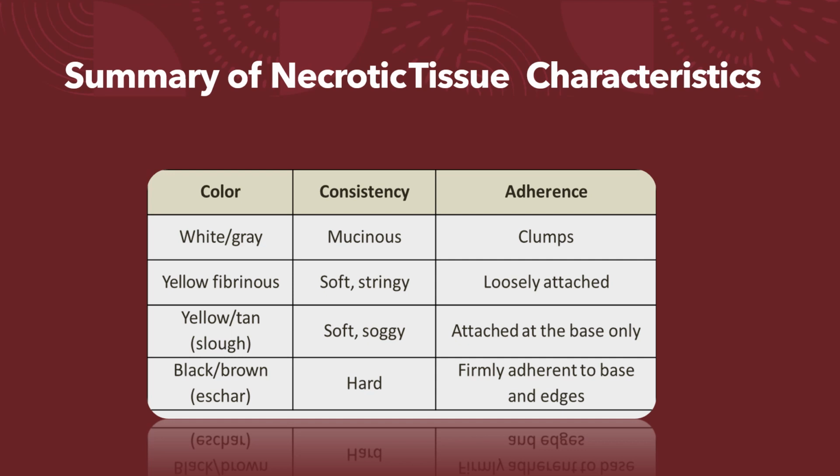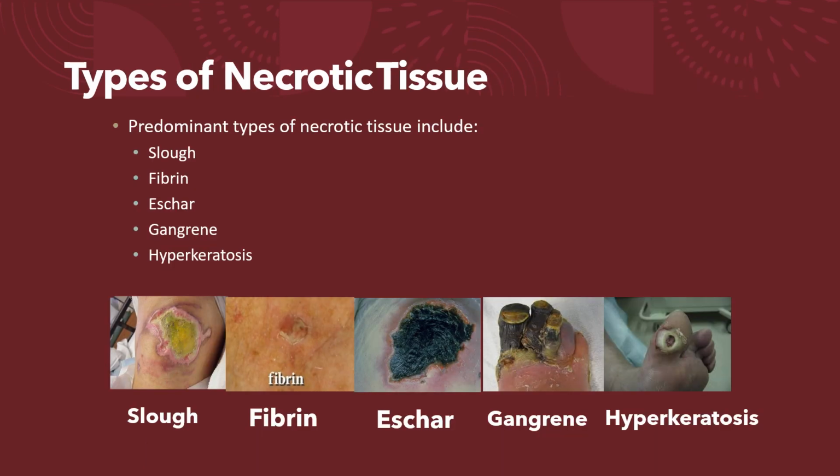So white gray may be mucinous and easy to remove. Yellow fibrinous may be stringy and loosely attached. Yellow tan is soft, soggy, and adherent to the base only. Black is hard and firm to the base and edges. Depending on the type of wound bed, the tissue may be slough, fibrin, eschar, gangrenous, or hyperkeratotic.